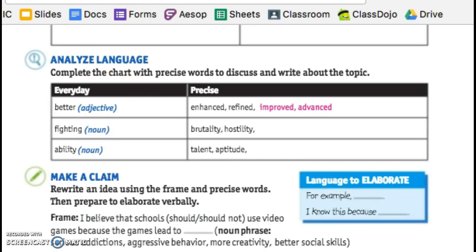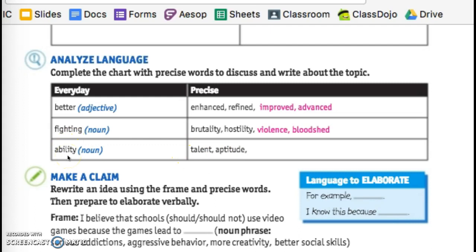All right, so let's see what words or examples the book gives us. It gives us violence or bloodshed. All right, violence is action that could harm others. Bloodshed is exactly what it sounds like. It's the shedding or loss of blood. All right, next word is ability. So it's a noun. The examples they give are talent or aptitude.